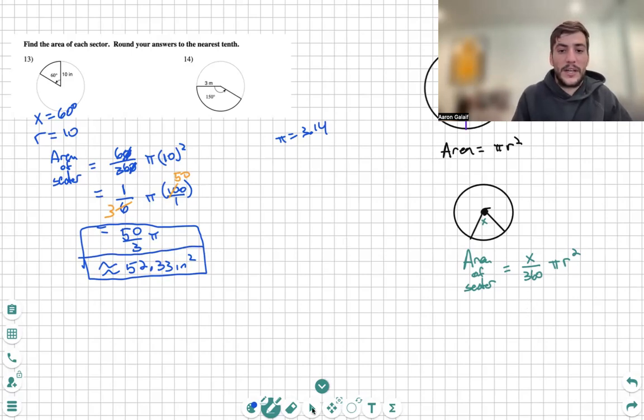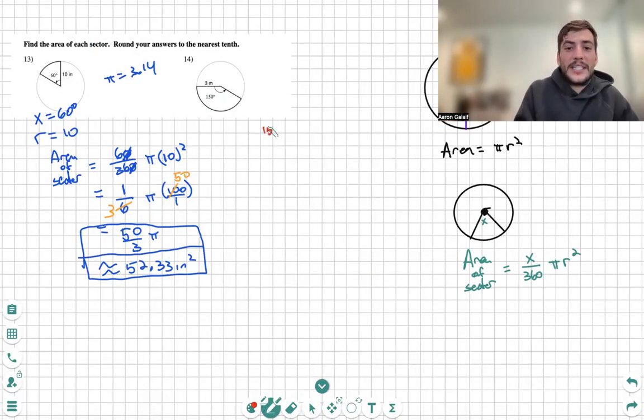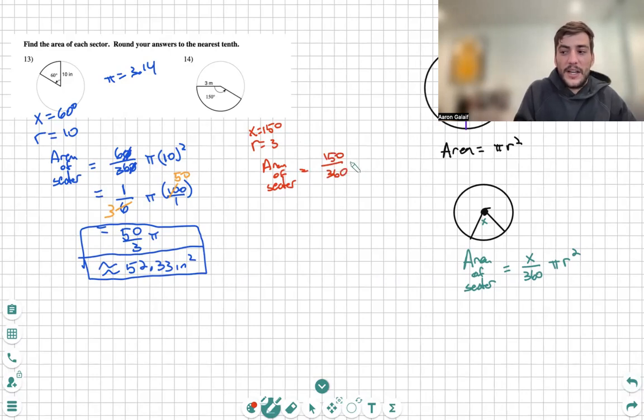So let's solve for 13 and call it a day. Remember, pi is equal to 3.14. Let's do this guy in red. We see that my x in this situation is 150, so we'll go 150 over 360. Wait, let's label everything first. X is 150. My radius is 3. Now plug it in. Area of sector is equal to 150 over 360 times pi times 3 squared.